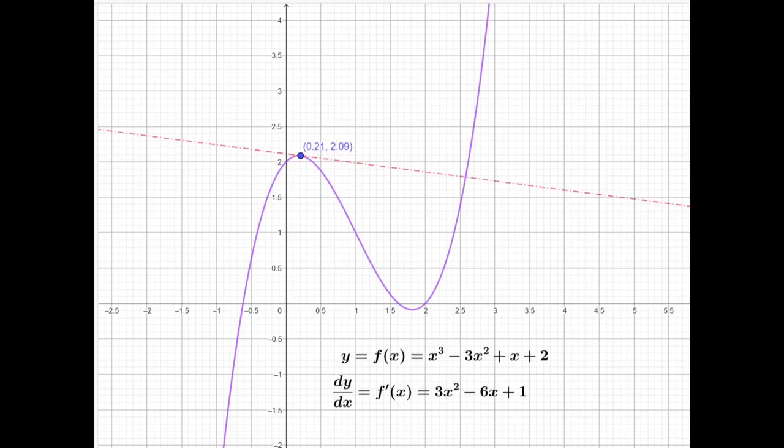For a smooth curve defined by a function y equals f(x), the derivative f'(x), or dy/dx, really just gives the slope of the curve at a particular point.